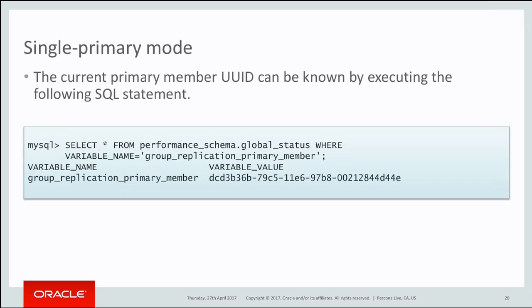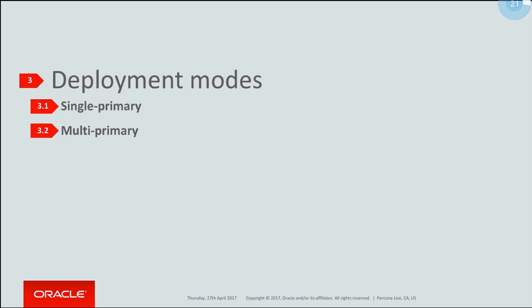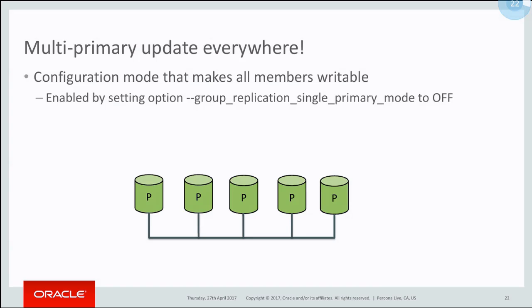Also, you can see which is the primary member by selecting a global status variable, which is the group replication primary member. It will display the member ID that is currently the primary. Then we have, of course, the multi-primary mode. In this mode, each member can do writes. It is made for really highly available setups.